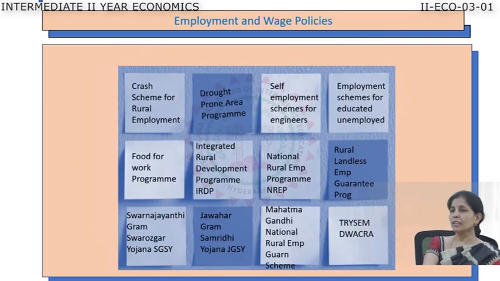The next one is employment and wage policy. Many programs the government has suggested to reduce inequalities of income and wealth. To name them, we have crash scheme for rural employment, and drought-prone area program, that is an area which is affected by any natural calamity. The government spends money on developing such areas. In the crash scheme for rural employment, the government is providing some employment opportunities or trying to provide some training facilities so that they create their own employment opportunities.